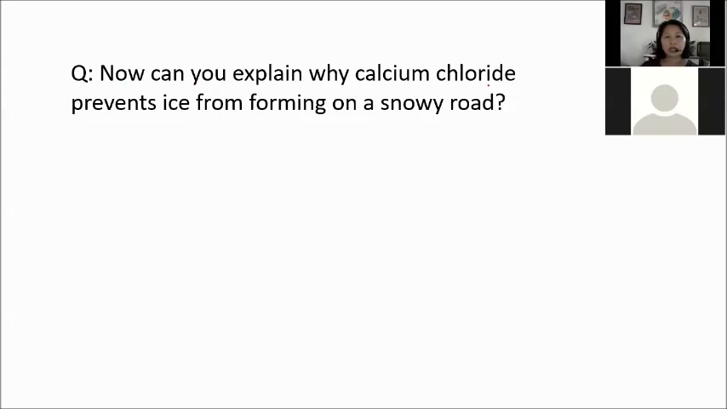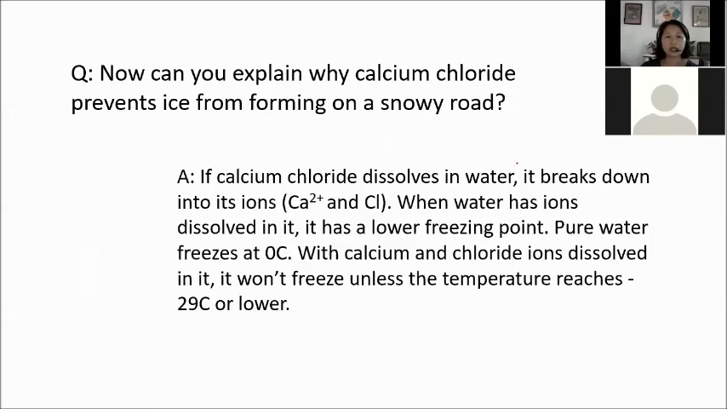Can you explain why calcium chloride prevents ice from forming on a snowy road? Okay, so the answer to that: if CaCl2 dissolves in water, it breaks down into its ions, Ca2+ and Cl-.